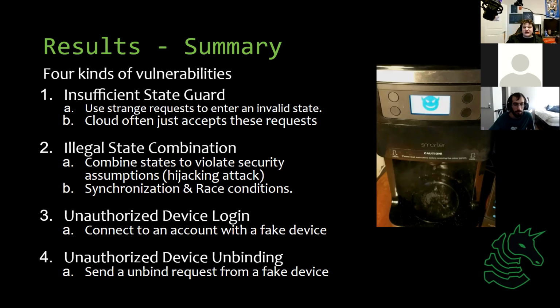So the second kind of vulnerability was a result of the first one, and that's illegal state combination, which basically combines states to violate security assumptions. This abuses insufficient state guard, and it's required for the next 2 attacks, which were really the actual scary attacks. And examples of the illegal state combination are something like a synchronization attack or a race condition, which is something I can explain if anyone's confused.